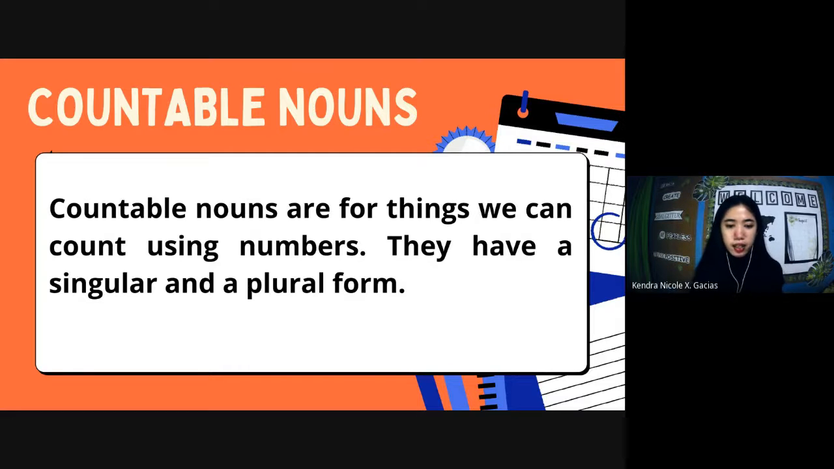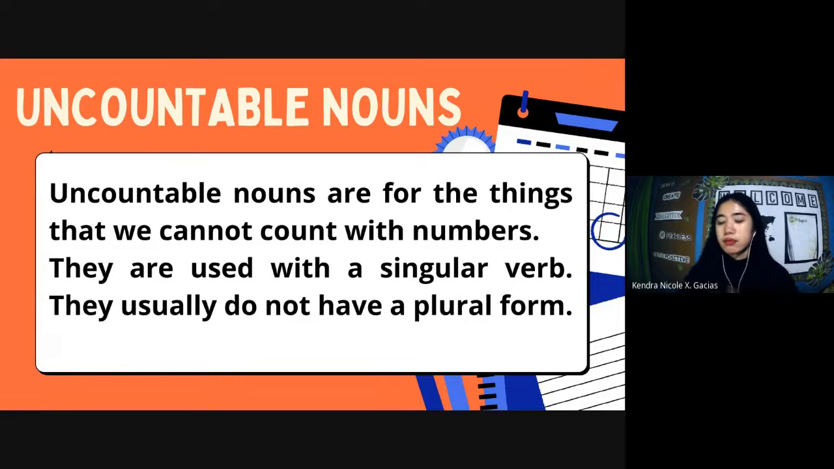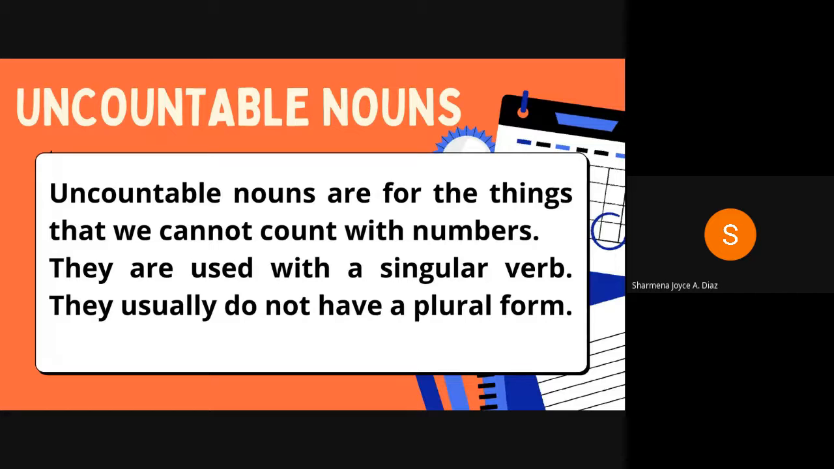Uncountable nouns are for the things that we cannot count with numbers. They are used with singular verbs. They usually do not have plural forms.